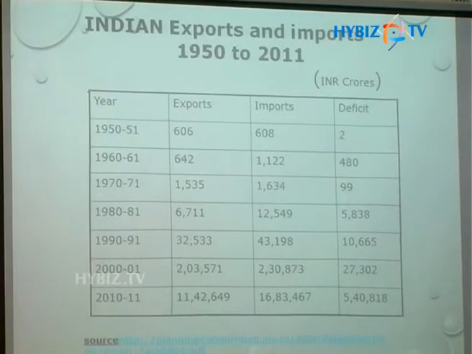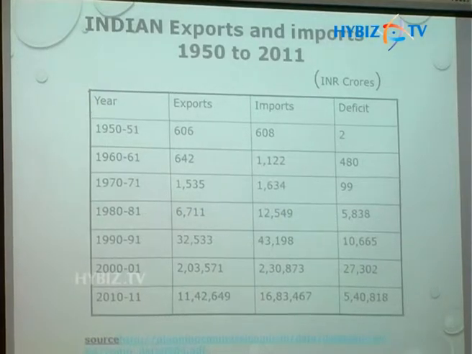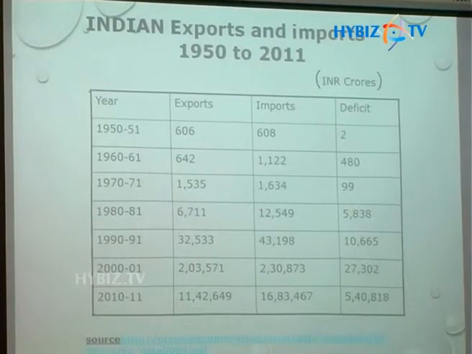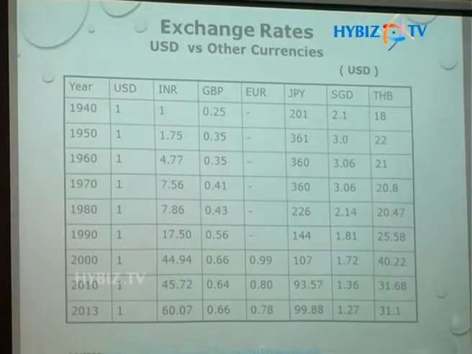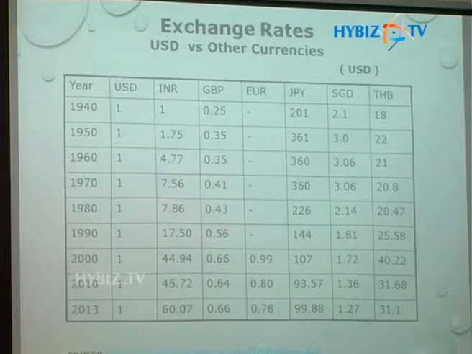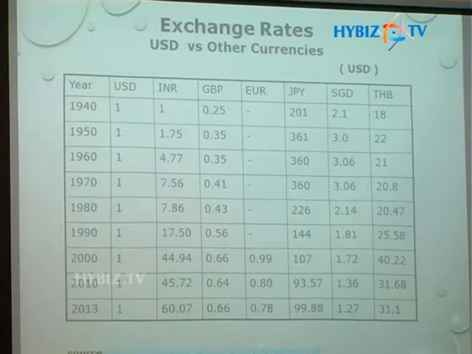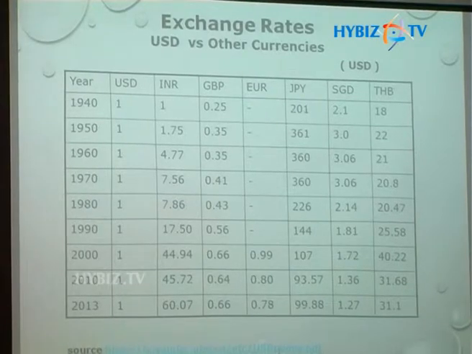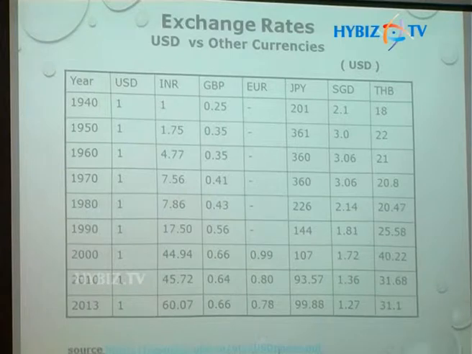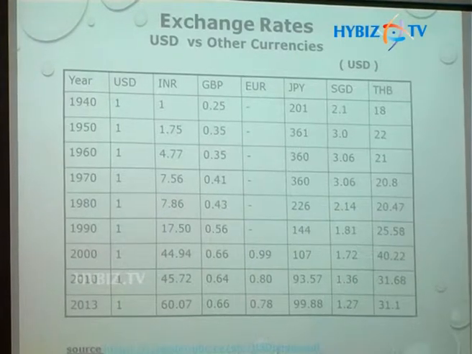And if you look at the trade deficit, it was 2 crores in 1950, and it is, it's difficult to even read those numbers, 5,40,000 crores. The exchange rate, at one time, the Indian rupee was 1:1 to a US dollar, in 1940. Now, if we see the trend of the rupee against the dollar, it has gone to 60 rupees.